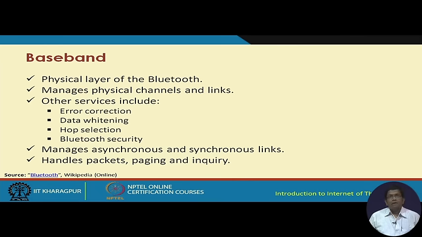Things like adding Gaussian noise, error correction, and so on are the different functionalities, for example data whitening with the help of white noise, Gaussian noise, and so on. These are the things that are supported in the baseband layer.